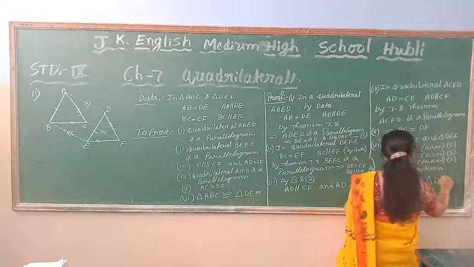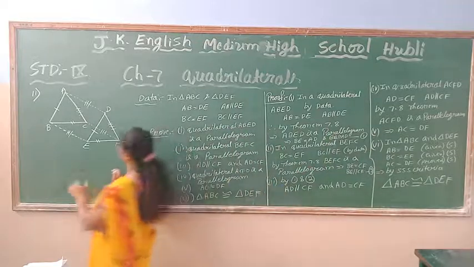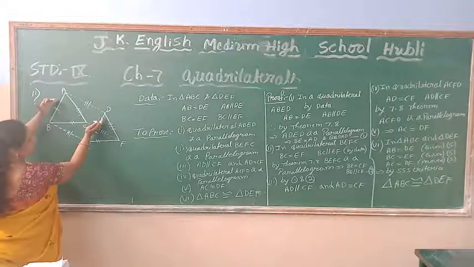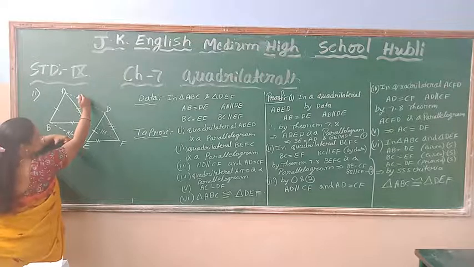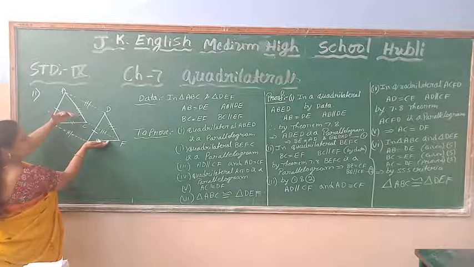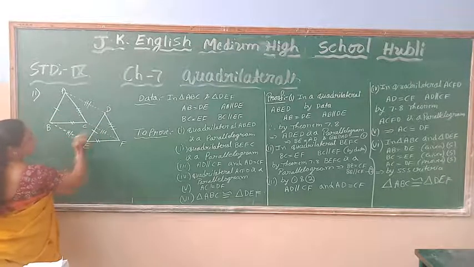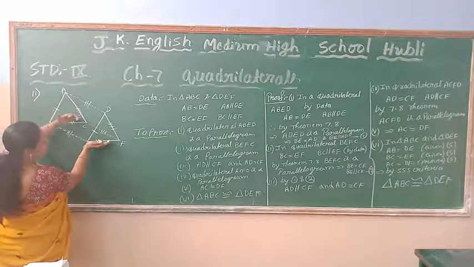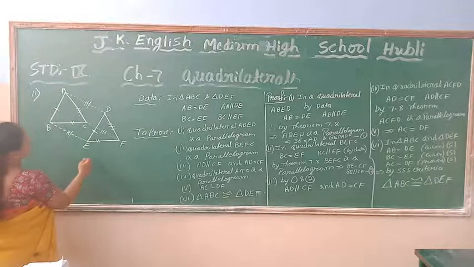Okay, children. Once again, I am going to explain. Observe the diagram now. This is the diagram given. First, they have mentioned AB is equal to DE and AB is parallel to DE. So therefore, it becomes a parallelogram. So the remaining two sides are also equal and parallel. Then they mentioned BC is also equal to EF. So this also becomes a parallelogram. Therefore, the remaining two sides are also equal and parallel. So we proved this also a parallelogram and this also a parallelogram.